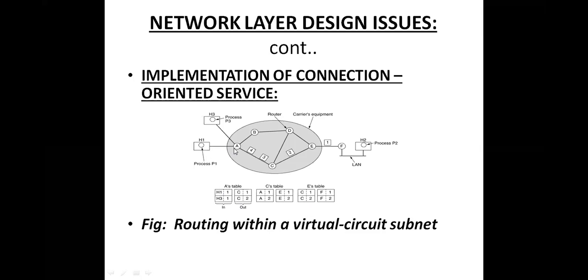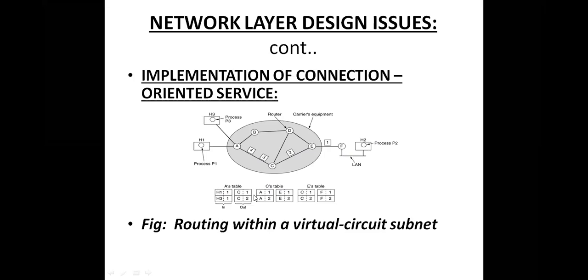H1 incoming, and then A to C outgoing. A is receiving information from H1 and forwarding it to C. Now we are at C. C is taking the packet from A and forwarding it to E. Now we are at E. E is taking the packet from C and forwarding it to F. Like that, the information is passed to host 2.